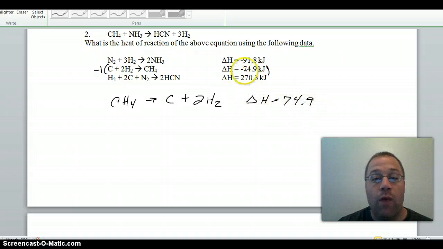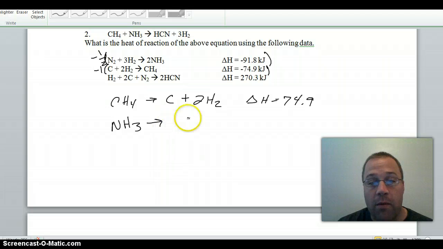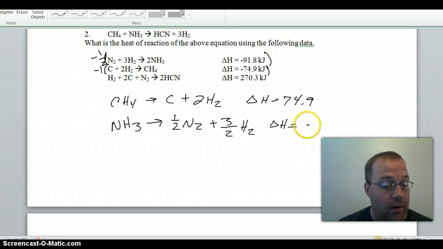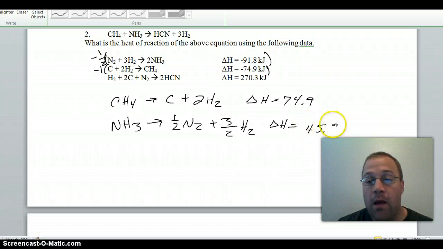If you recognize what's going on by just multiplying up top in these equations that are given, that's fine too. The next thing, we need 1 NH3 to be a reactant. We have 2 that are a product, so we need to flip it and divide by 2. So it's multiplying by negative 1/2 for everything. So that's going to give us NH3 giving us, because remember we flipped it, 1/2 N2 plus 3/2 H2. Delta H is going to get multiplied by negative 1/2, so that's 45.9. My bad, 45.9.